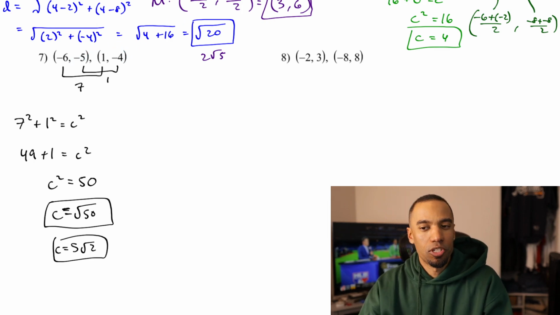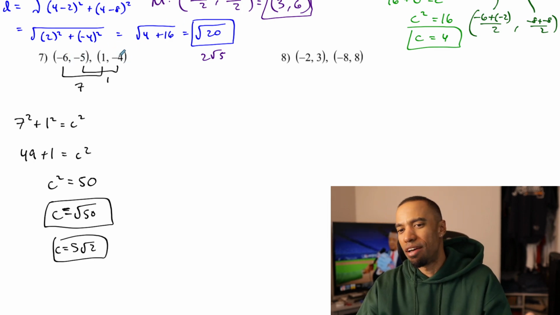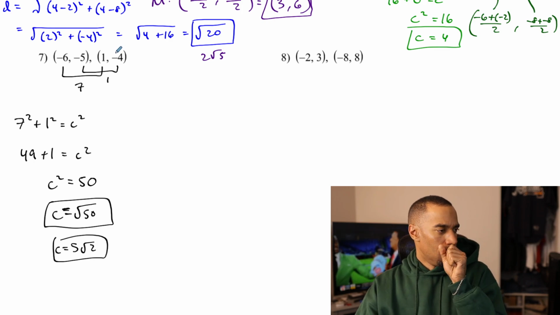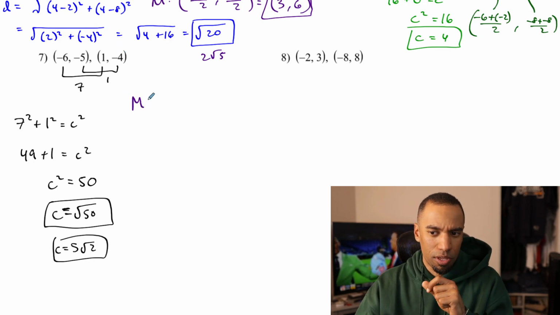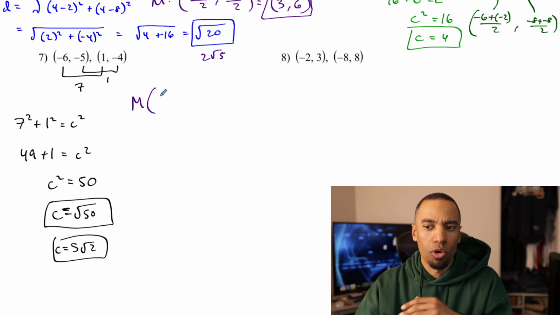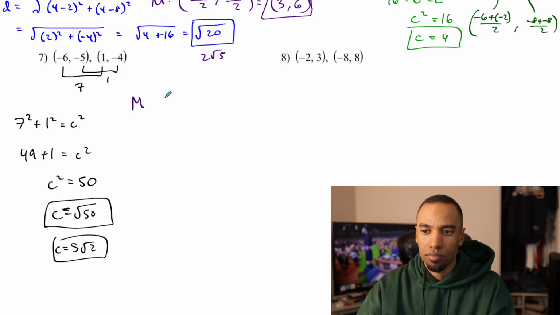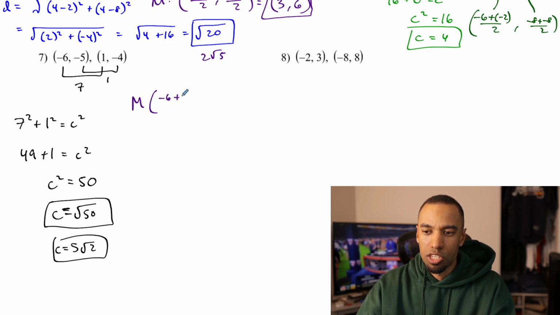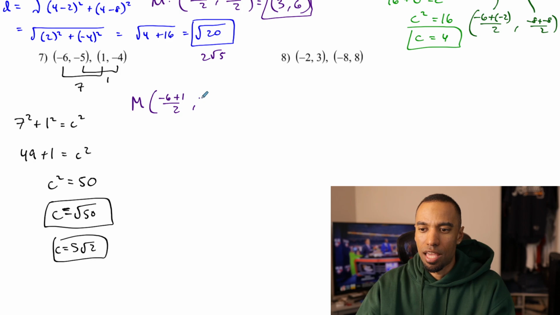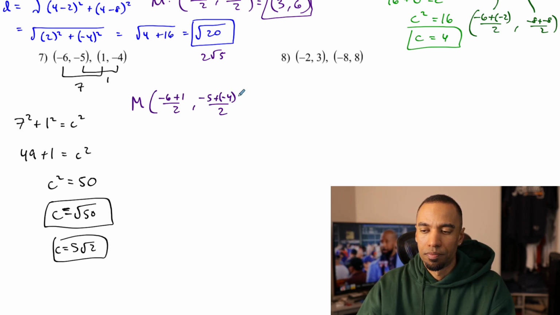Midpoint. These midpoints are kind of weird. I'm going to go and do the average because you have an even number with an odd number, and they won't land on an integer. They will land on a decimal, some 0.5. So it might take you a little bit. Negative 6 plus 1 over 2. Average my x's, excuse me. Let's do that again. Negative 6 plus 1 over 2, and average the y's: negative 5 plus negative 4 over 2.